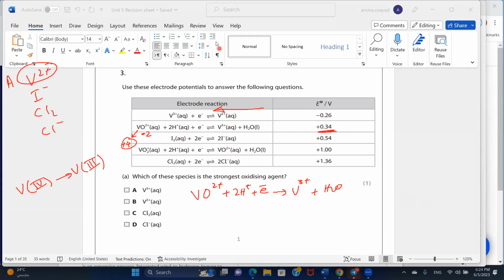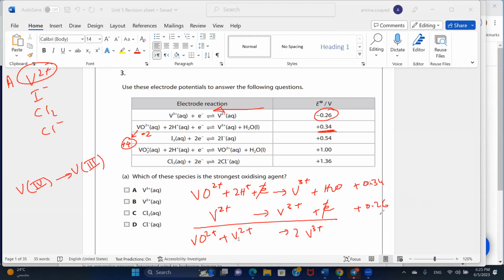So when it is flipped, vanadium gives vanadium plus 3 plus electron. The electron goes with the electron, and the VO2 positive will react with the V2 positive to change it to 2V plus 3. Okay, and of course, when we add this, we have plus 0.34 volts. And as we flip this equation, its E naught will also be a positive value. So the addition of these two values is a positive value, which means that, yes, this reaction is feasible. So the answer is vanadium plus 2. Of course, we are in B. The vanadium plus 2 is the A.